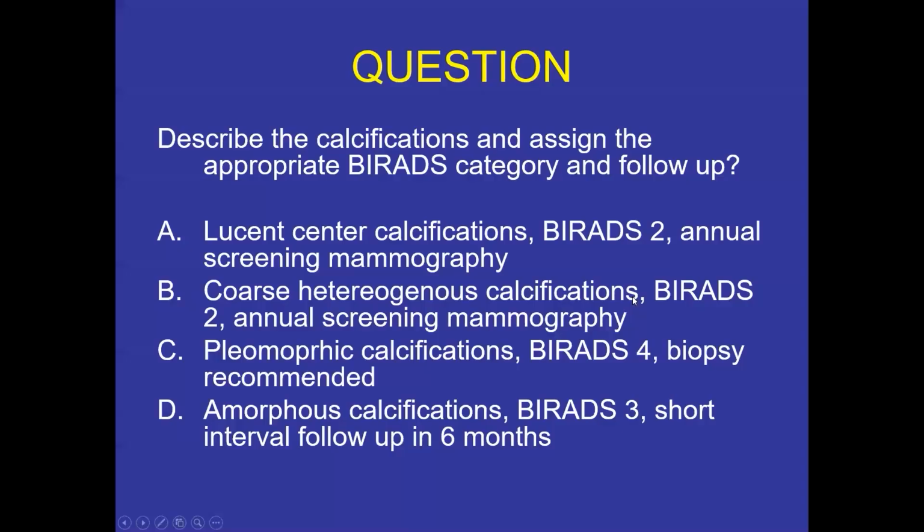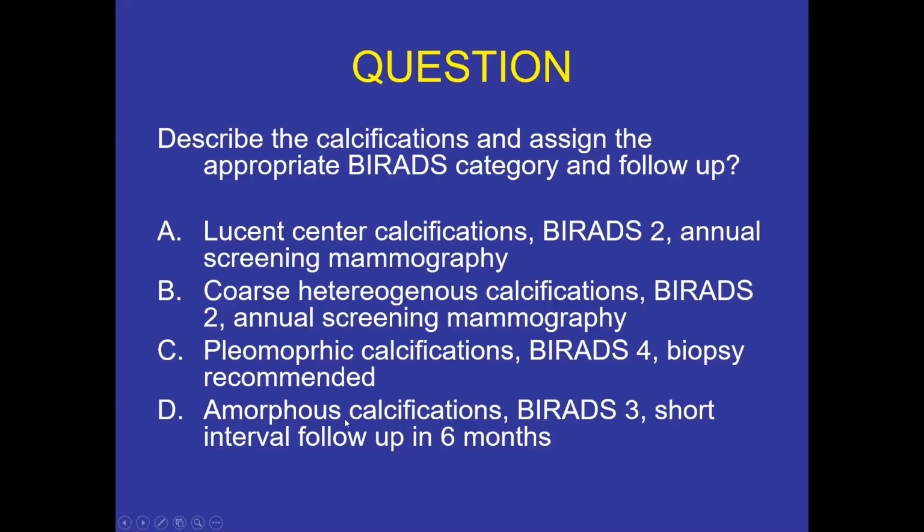Okay, let me go to my other things. And coarse heterogeneous would never be a BI-RADS 2. So that answer was out right away, because coarse heterogeneous should never be a BI-RADS 2. We said it was a concerning descriptor in the last case, thus it would be a BI-RADS 4, right? And we would recommend biopsy.